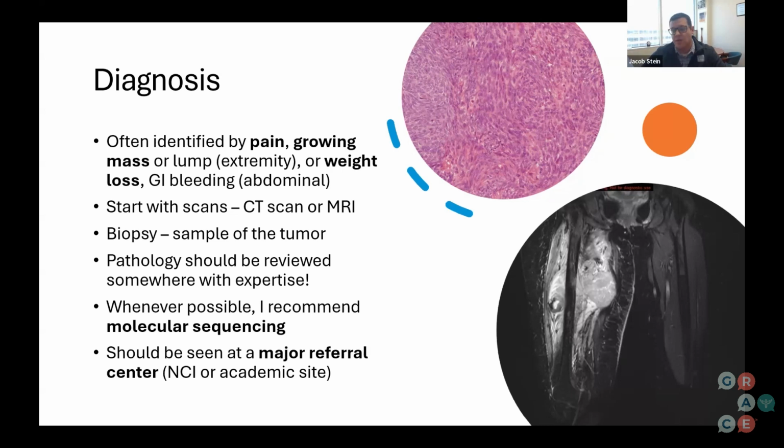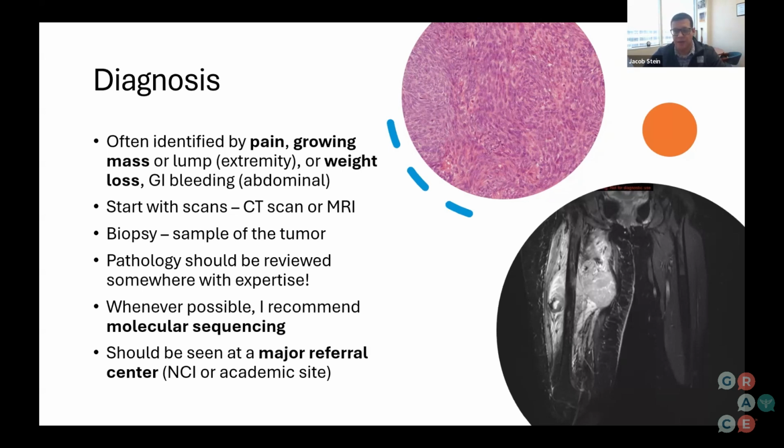It's important to note that the scans that we get should include the area of interest, like the leg in this case, but also other parts of the body to look for spread. And that should certainly include the lungs, most importantly in sarcoma, and sometimes also ought to include the abdomen and pelvis.